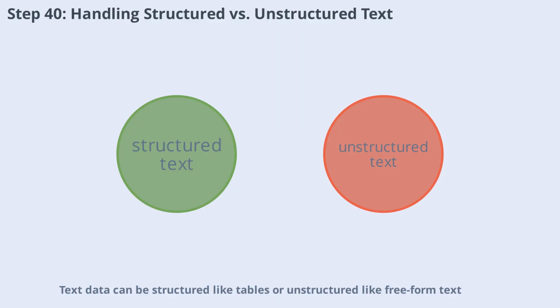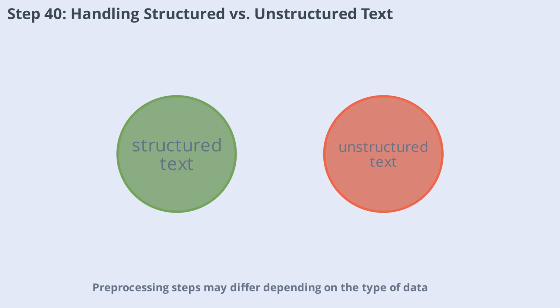Text data can be structured like tables or unstructured like free-form text. Preprocessing steps may differ depending on the type of data. Understanding the structure of your text helps you choose the right preprocessing techniques for your analysis.